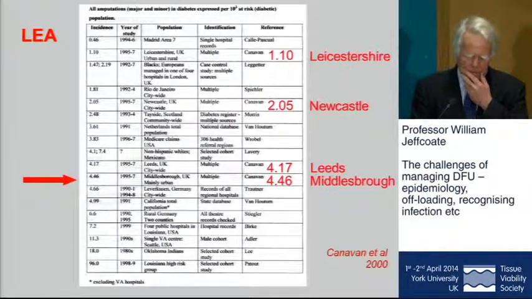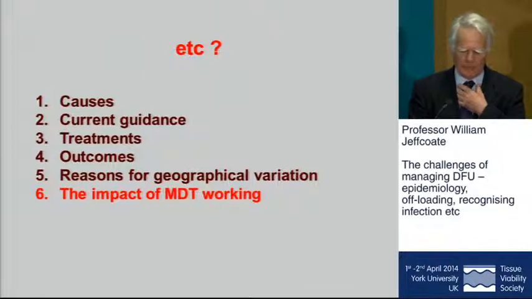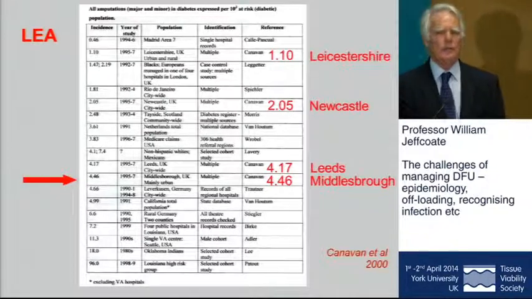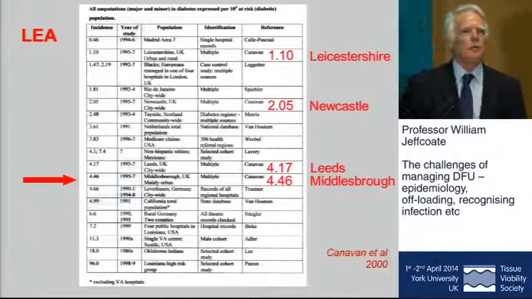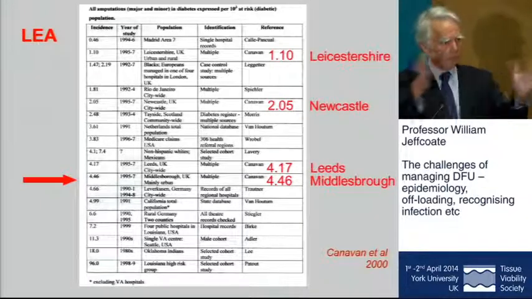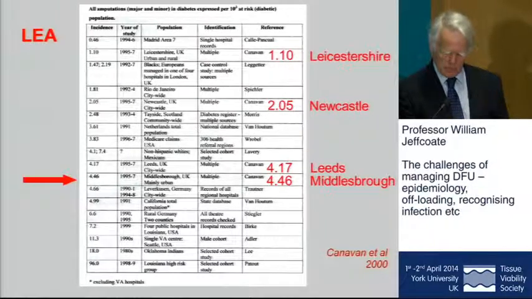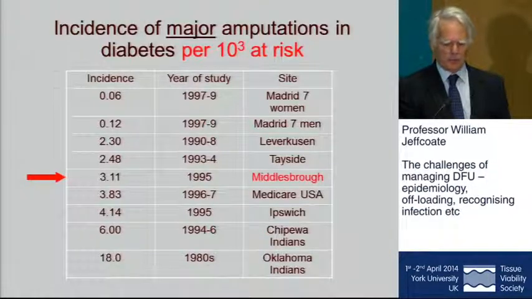And then, moving on quickly to the impact of multidisciplinary team working. As a result of the work done looking at these centres, the people in Middlesbrough, where you have a single hospital covering a circumscribed part of the community, said, look, this is terrible, what are we going to do about it? And they set up a multidisciplinary team, and this was looking at major amputations only.